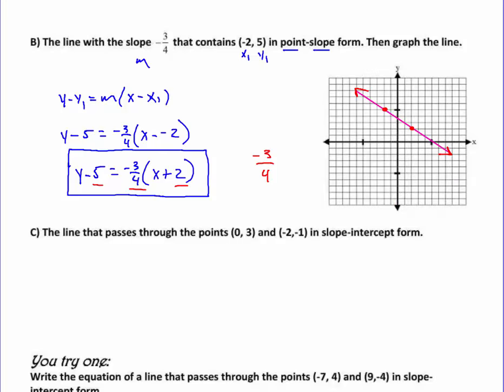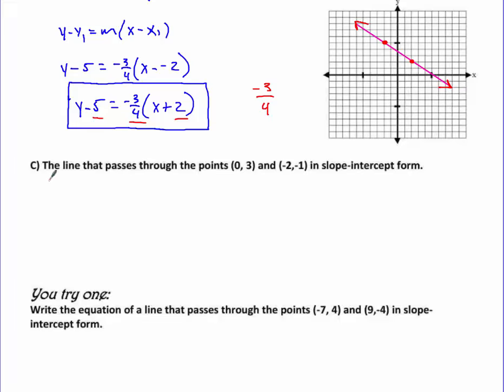Okay, last one for me. So we're going to come up with the equation of the line that passes through the points 0, 3, and -2, -1. And we're going to write it in slope-intercept form. So we need the slope and we need the y-intercept. Now, if we look at these 2 points, we have this point, it's 0, 3. That is the y-intercept. So we're good there. Then we have this point, which is not the y-intercept, but it is another point.